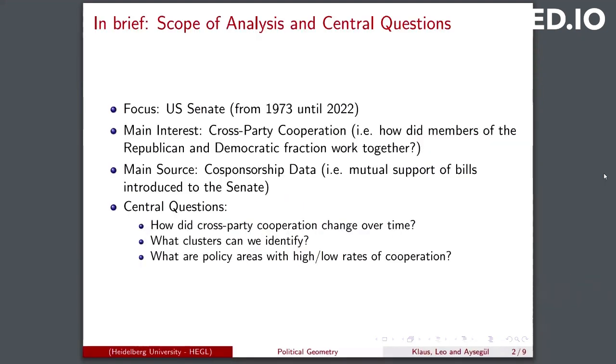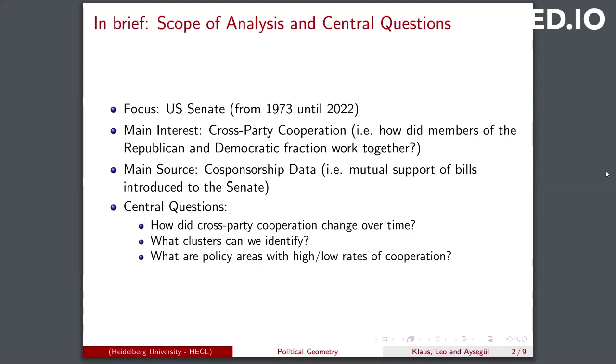So our main focus was the US Senate between the years 1973 and 2022. We were mainly interested in finding out how members from the Republican and the Democratic faction worked together. Our main source was the co-sponsorship data, and we looked into the bills that were introduced to the Senate that had the support of both parties.